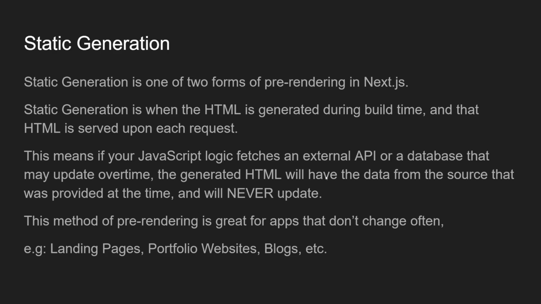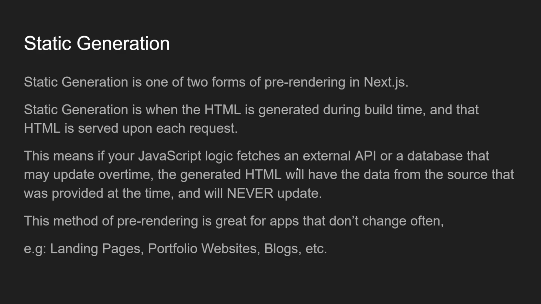So static generation is basically just one of two forms of pre-rendering in Next.js. So there's two types of pre-rendering in Next.js. Static generation is basically when the HTML is generated during build time. And what exactly does that mean, build time? Well, it just basically means when you are ready to build your Next.js app for production and you want to serve it to customers in production, right?